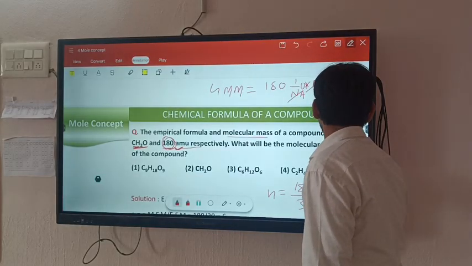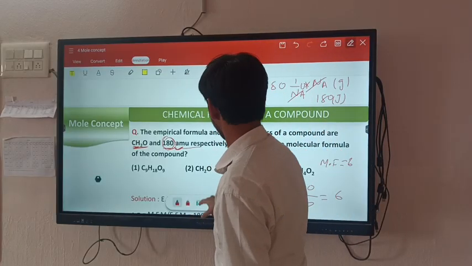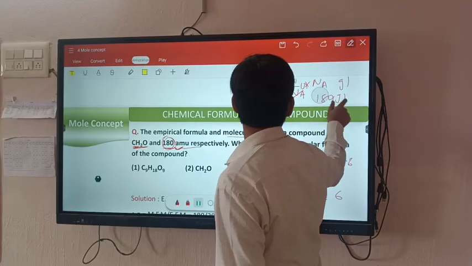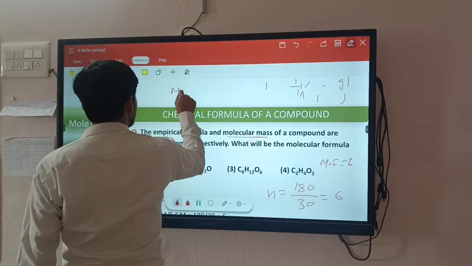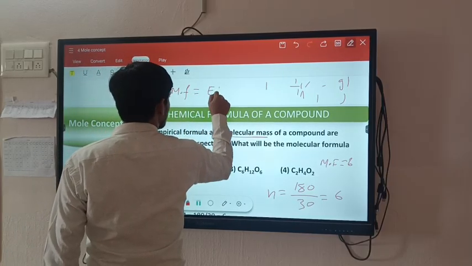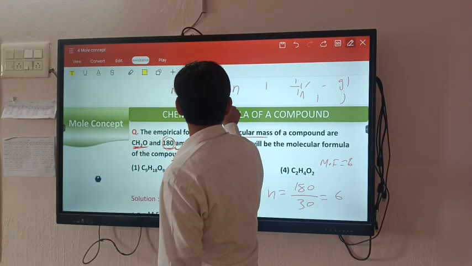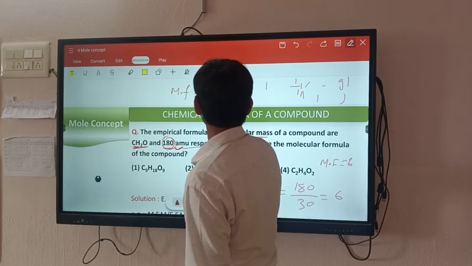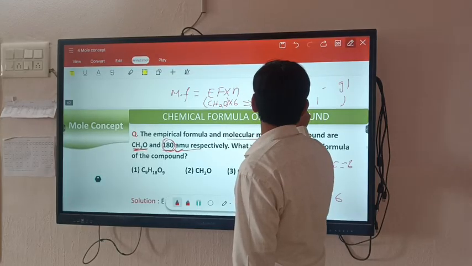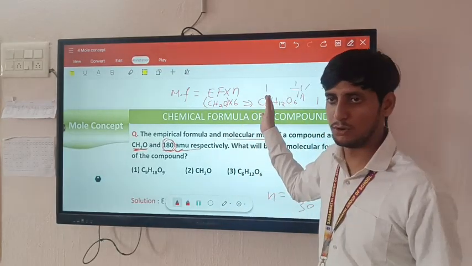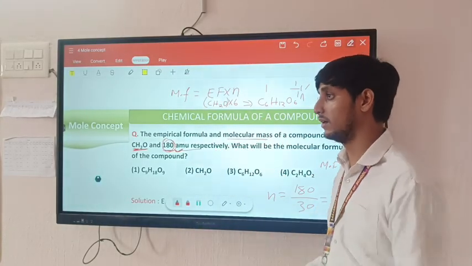Molecular formula equals empirical formula into N. Empirical formula CH2O multiplied by 6 means write down C6H12O6. So the answer is glucose, right? Understood?